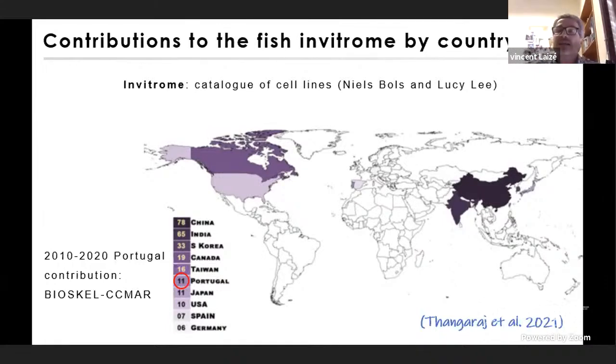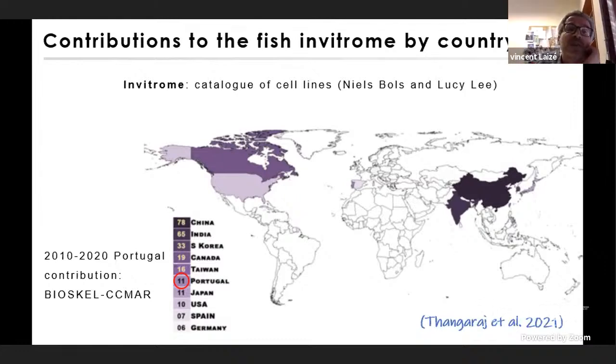So this slide is about a figure from a recently published paper from Tangarej et al., published in 2021. In that paper, they wanted to give an inventory, a world panorama of the contribution to the fish in vitro by country. So first of all, what is a fish in vitro? This is a term that was coined by two persons from Canada, Niels Bols and Lucy Lee, that are actually pioneers in the development and the usage of fish cell lines.